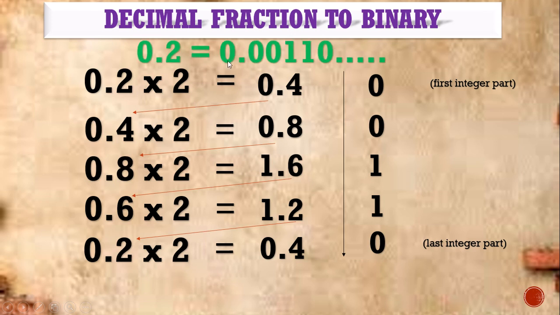So 0.2 oda binary value என்னன்னா 0.00110. That is the value of 0.2. So 0.2 ன்றது decimal, and the fractional decimal ஓடைய equivalent binary value இதுதான். So we have to write from the top to bottom here.